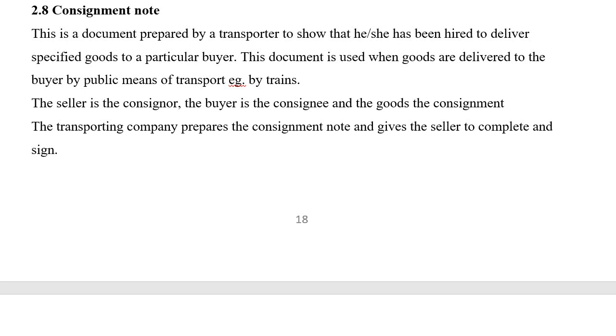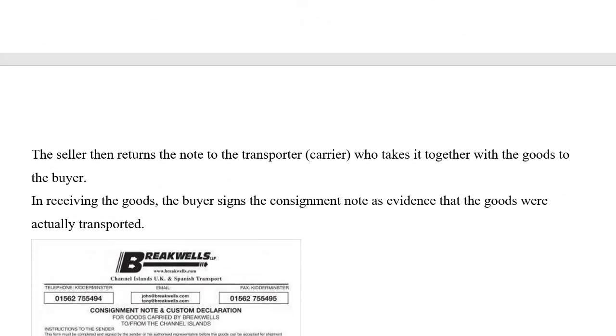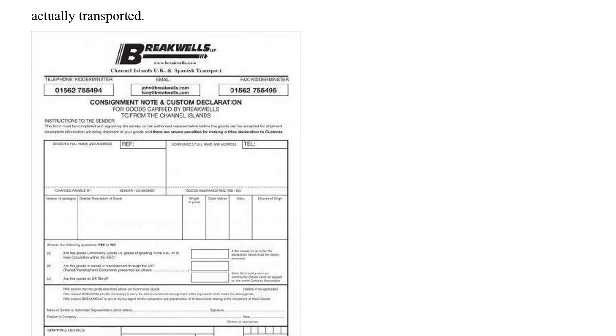The company that is transporting these commodities prepares a consignment note and gives it to the seller to complete and sign. So in most cases, the consignment note is written by companies. As we can see, for example, this company that is transporting these commodities is called Breakwells. That company prepares a consignment note and it is signed by the seller. So that is it.